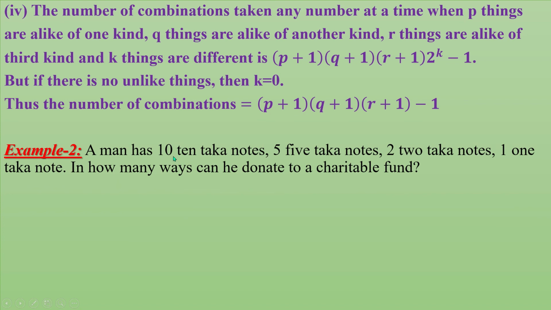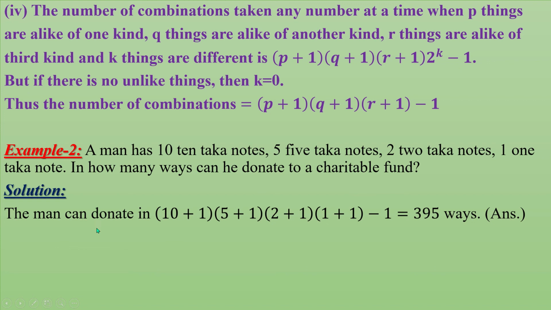Example: a man has 10 taka notes, 5 taka notes, 2 taka notes, 1 taka note. In how many ways can he donate to a charitable fund? Solution: the man can donate in (10 plus 1) into (5 plus 1) into (2 plus 1) into (1 plus 1) minus 1. This is equal to 395 ways. How 10 plus 1 or 5 plus 1?